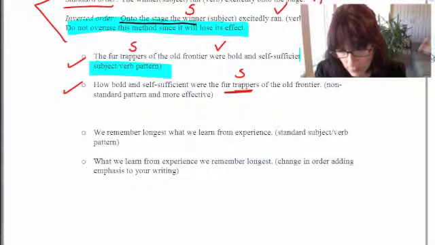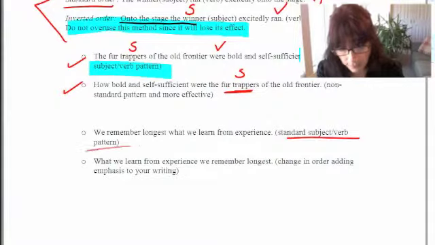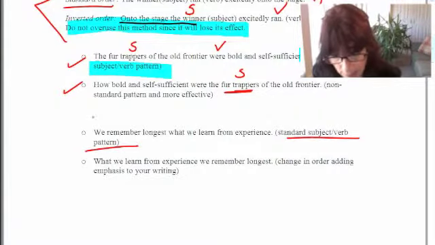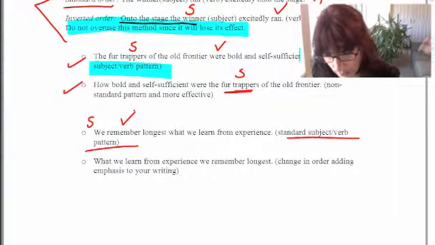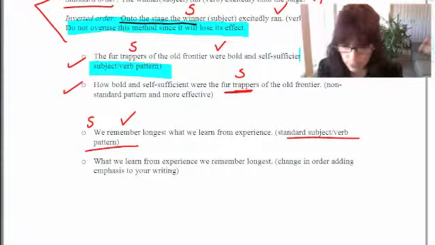Here are another two sentences to analyze. We remember longest what we learn from experience. This is the standard subject-verb order. We is the subject, remember is the verb, and then the object. What do we remember? We remember what we learned from experience.